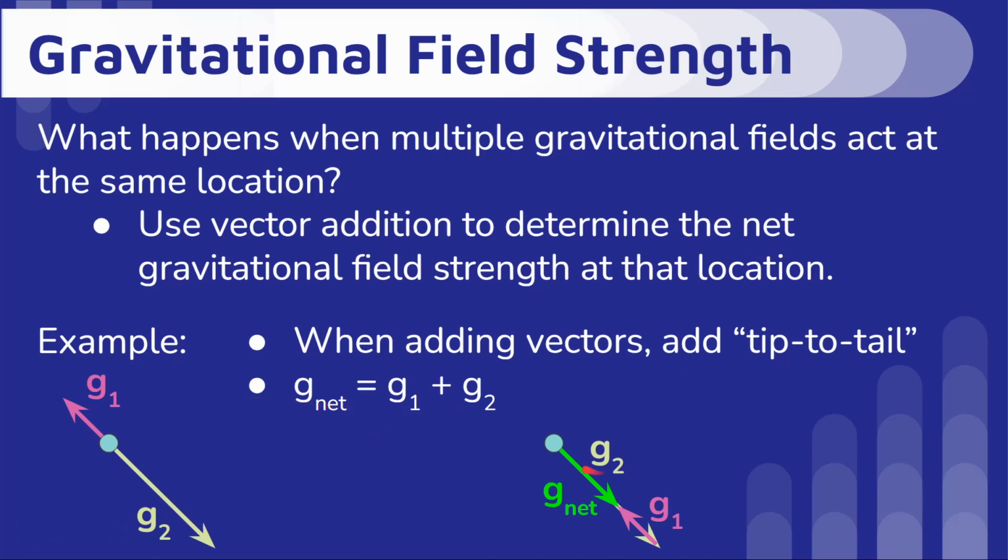You don't have to add them in this order. You can add them in any order. I can draw this one first, and then I can draw this one, and I still get the exact same magnitude and direction for that net gravitational field strength. So again, you can add them with vector addition.